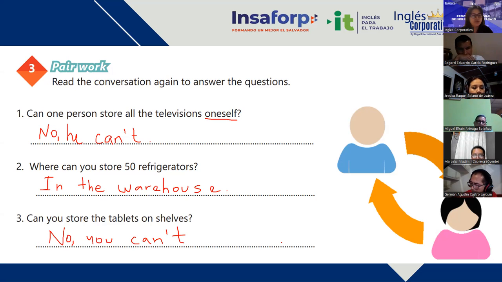Any questions here? La última teacher, o sea, si es así no la logra entender, o sea, shelf. Number three. The question is if you can store, guardar, ¿verdad? O almacenar the tablets on shelves. Los shelves son repisas. Por eso sería en las repisas. You have 200 tablets.